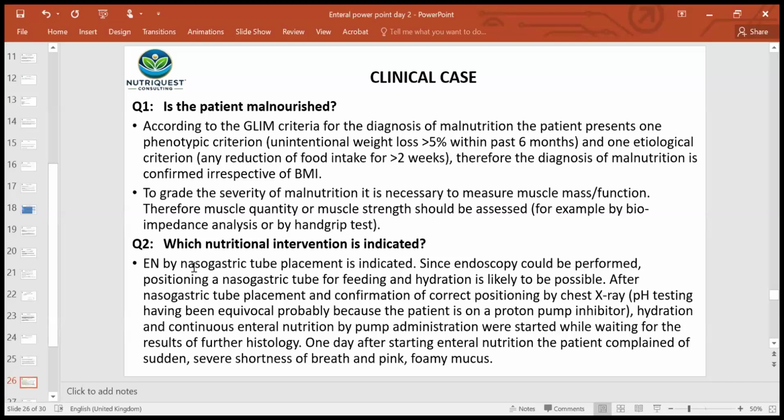Anyway, question 2, I've already given you an answer there. It's asking which nutritional intervention is indicated. So enteral nutrition by nasogastric placement is indicated. Since endoscopy could be performed, positioning a nasogastric tube for feeding and hydration is likely to be possible. Then after nasogastric tube placement, confirmation of correct positioning by chest X-ray. Remember yesterday we also discussed pH testing being equivocal because the patient is on a proton pump inhibitor.